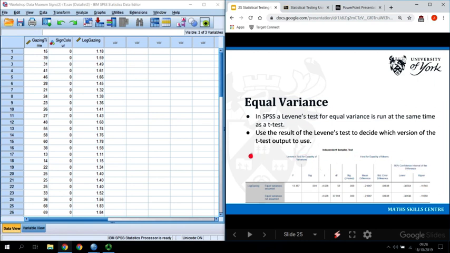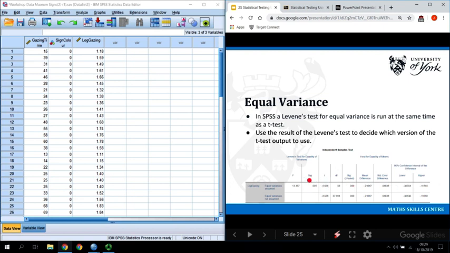So if we ran an independent t-test in SPSS, we get this output here. Now, the results for the t-test are in this section of the table. The results for this Levene's test, which tests the assumption of equal variance, are here. So we'd look at the p-value for the Levene's test, which is this number here. If the p-value is greater than 0.05, there's no difference between the light and dark variance. And therefore, we would use the results from the top line of the independent samples t-test.